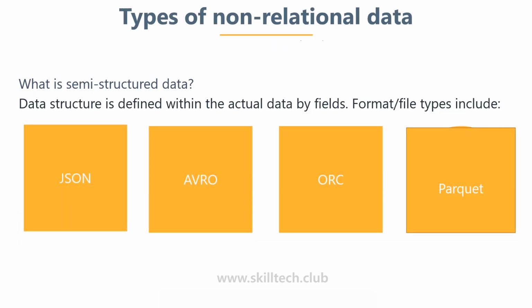In order to understand non-relational data in a better way, we have to understand semi-structured data first, and then unstructured data also. Most of the time semi-structured data stores data by fields, and these are the 4 different file formats which are mostly used in semi-structured data.